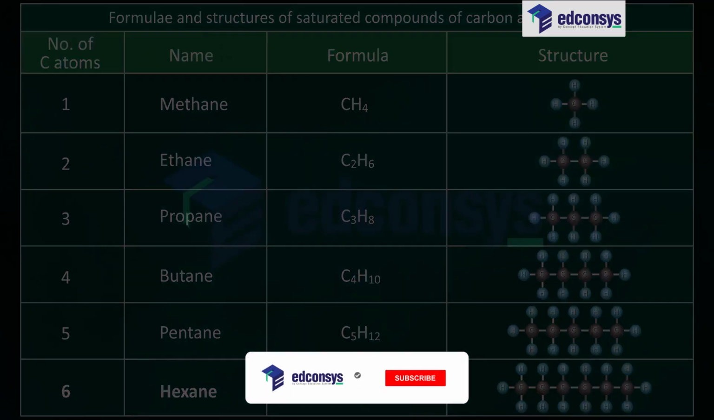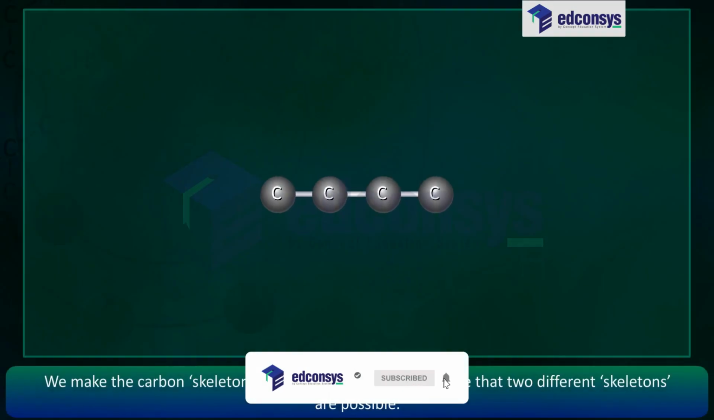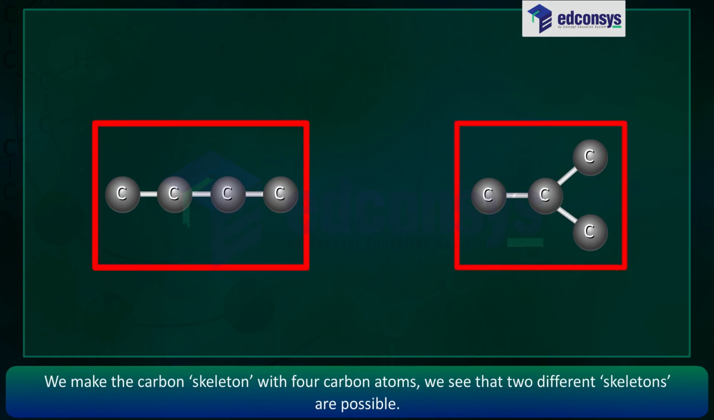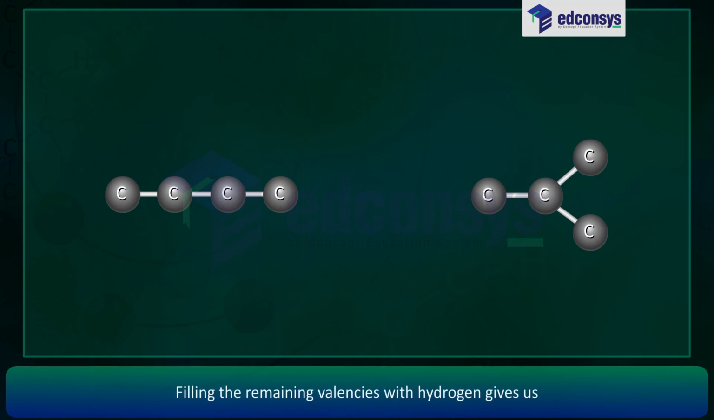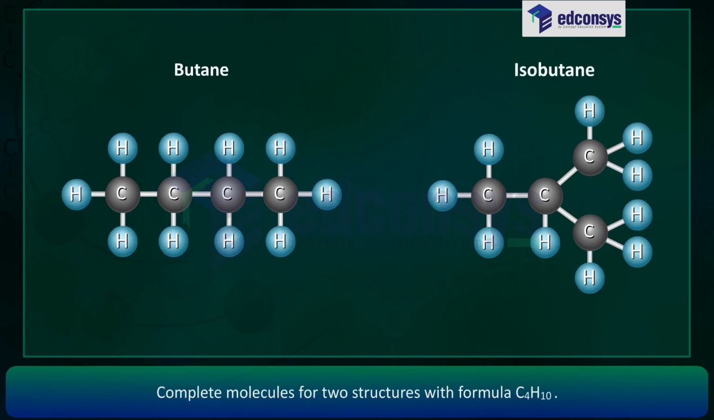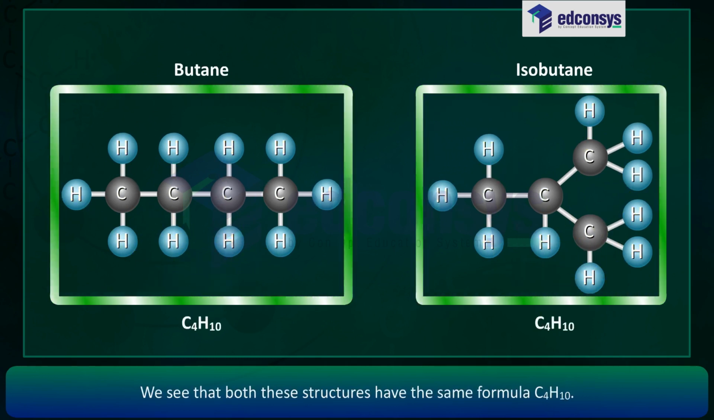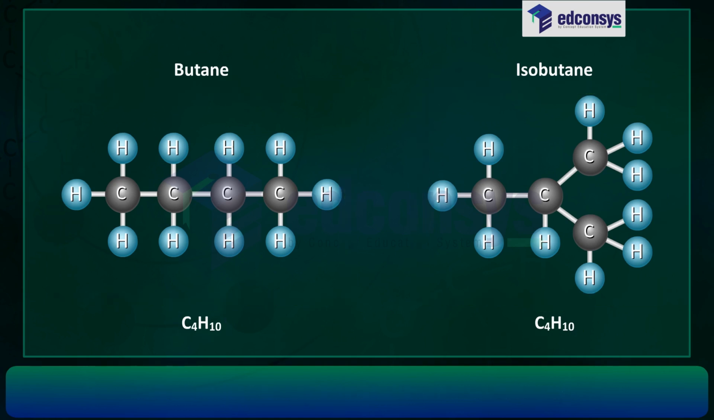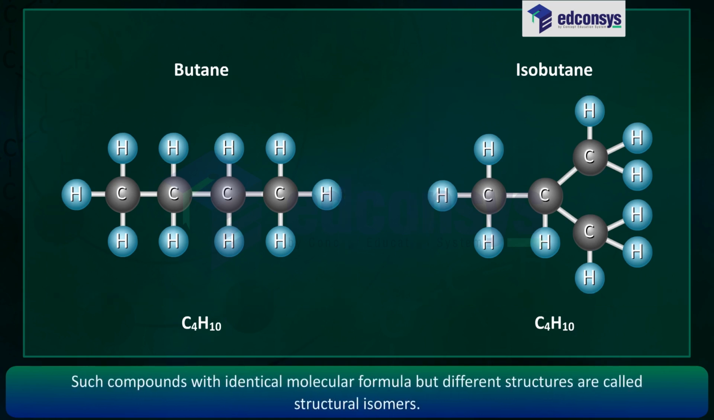Structure. We make the carbon skeleton with 4 carbon atoms. We see that 2 different skeletons are possible. Filling the remaining valencies with hydrogen gives us complete molecules for 2 structures with formula C4H10. We see that both these structures have the same formula C4H10. Such compounds with identical molecular formula but different structures are called structural isomers.